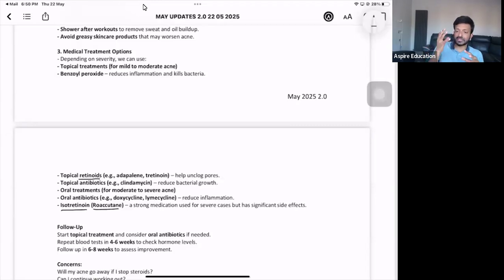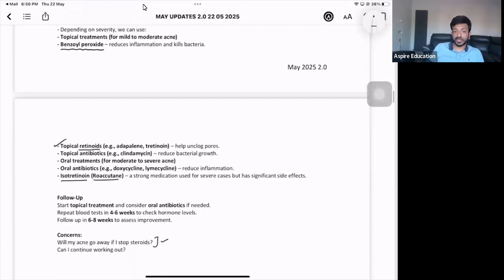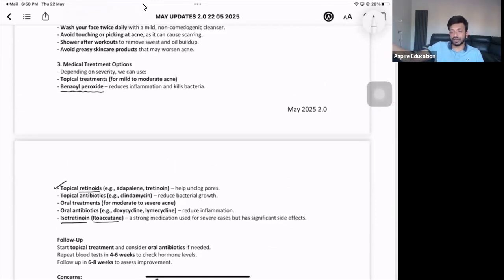Benzoyl peroxide, you will see in all those face washes and all. So that is an adjuvant, doctor. Benzoyl peroxide is an adjuvant that can be used, but mainly it's topical retinoids with antibiotics. It's a combination that we give. This benzoyl peroxide can act as an adjuvant in the management of acne as well, right? So will my acne go away if I stop taking steroid? Yes, they will start improving according to the time, right? So yes, we need to ask the patient to stop Dynabol as well.